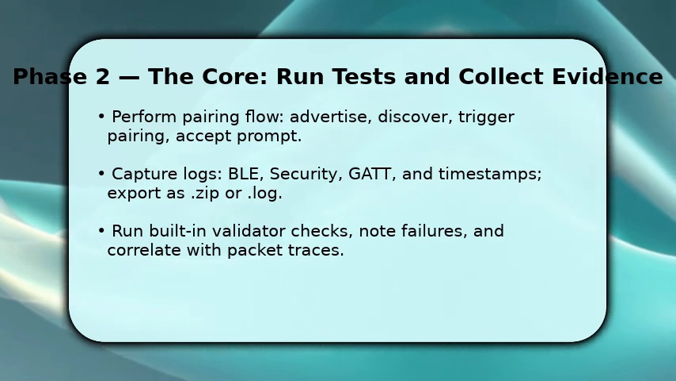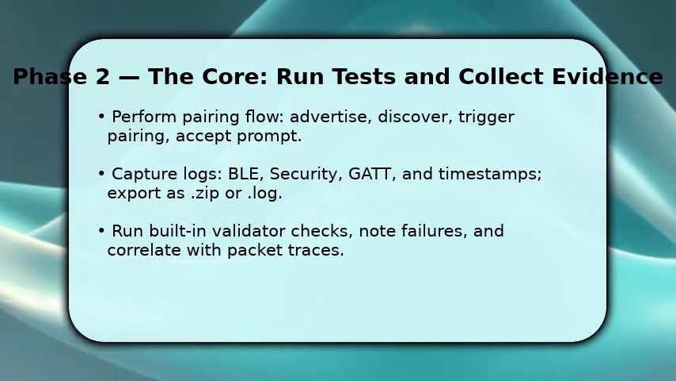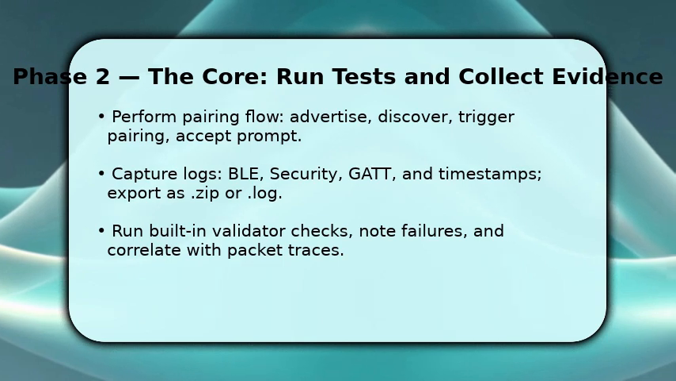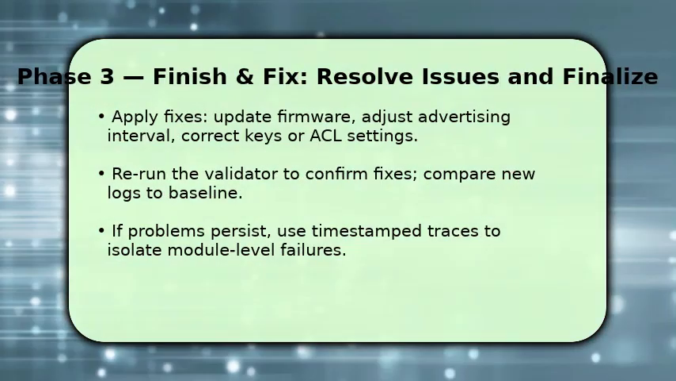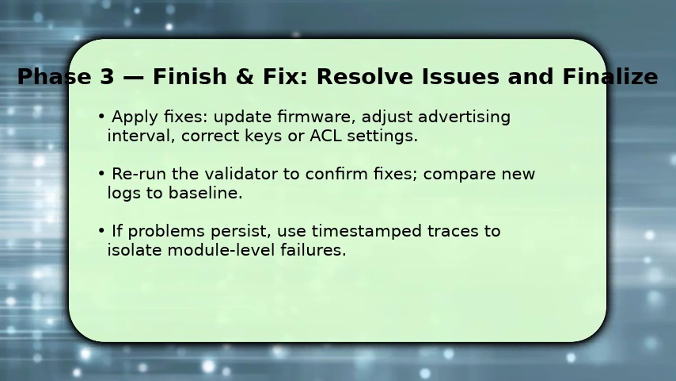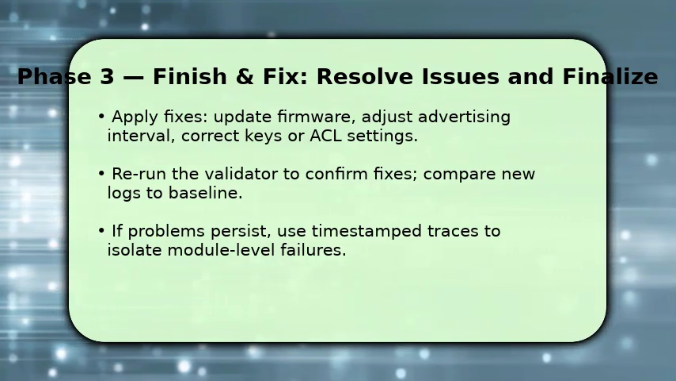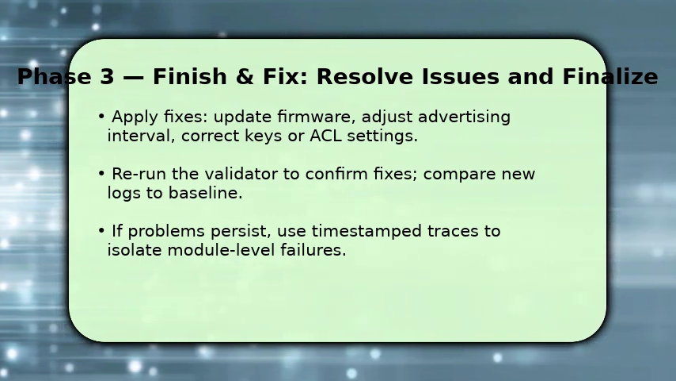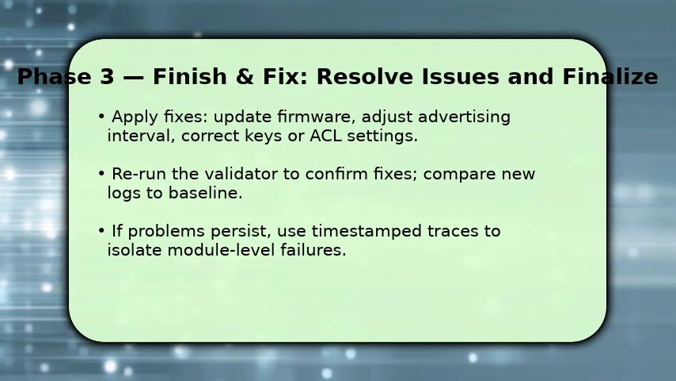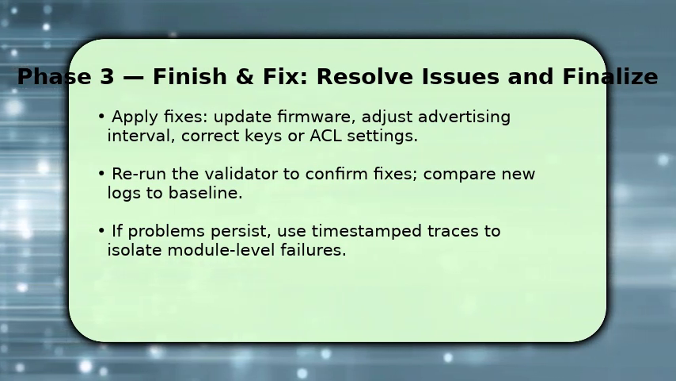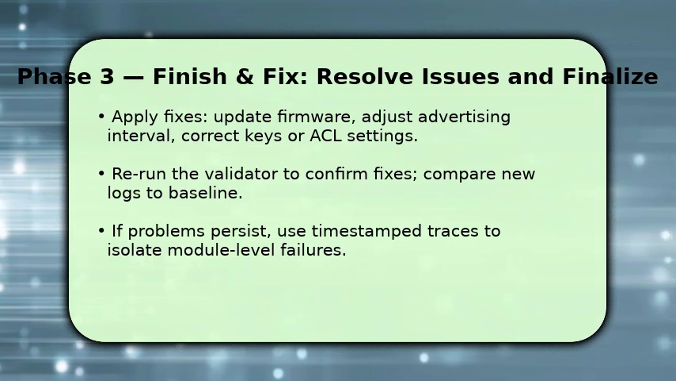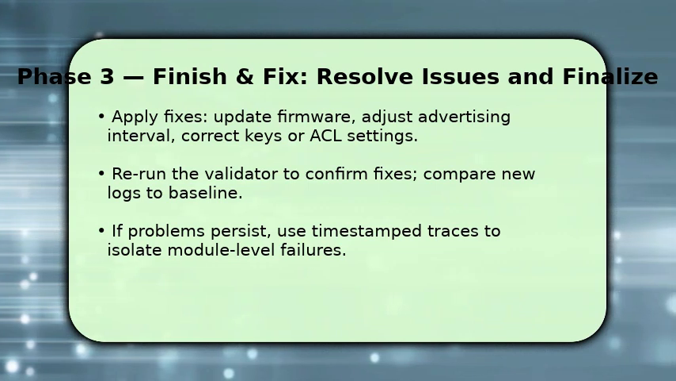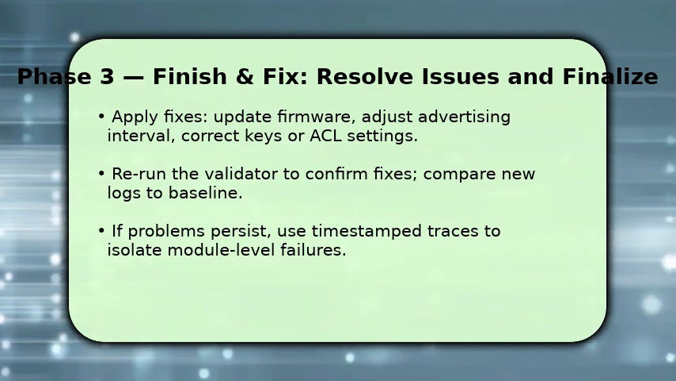Review each failed rule and cross-reference packet traces to identify whether the issue is configuration, timing, or cryptographic. You finish by applying targeted fixes based on the validator results. Typically, this means updating accessory firmware, adjusting BLE advertising interval, or correcting key provisioning and ACL settings, because those are the most common causes. After changes, rerun the same validation scenario and export the new logs to compare against your baseline captures. This confirms whether your fix removed the failure.